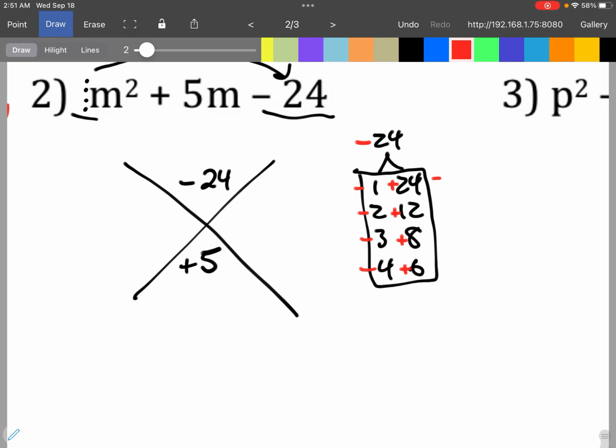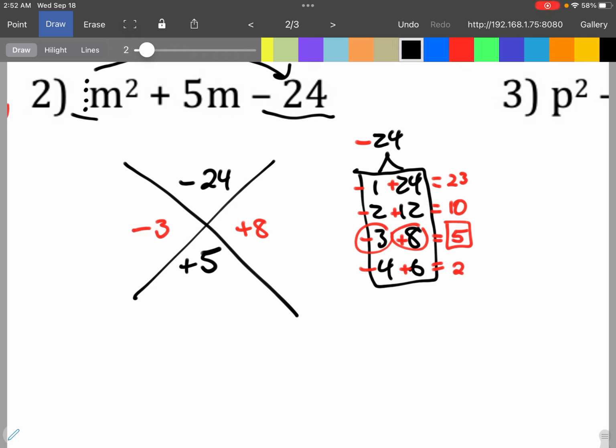So calculator, negative 1 plus 24, that would be 23. We're not picking him. Right here, this says negative 2 plus 12, that is 10. Right here, we got negative 3 plus 8, which is 5. Ding, ding, ding, ding, ding. And last but not least, the Mr. Irrelevant, negative 4 plus 6, which is 2. Clearly, we want these two numbers right here. Negative 3, positive 8.